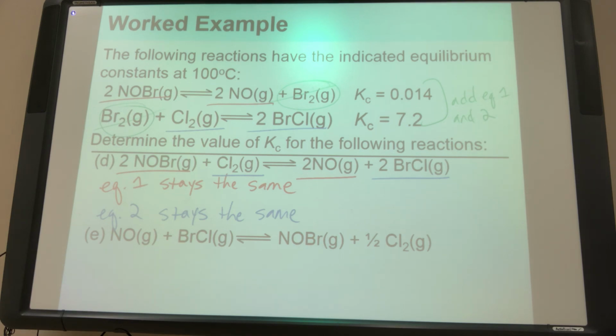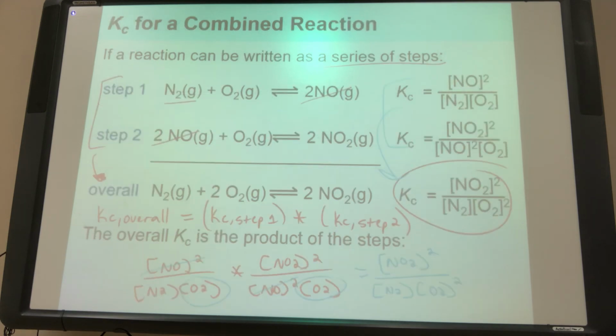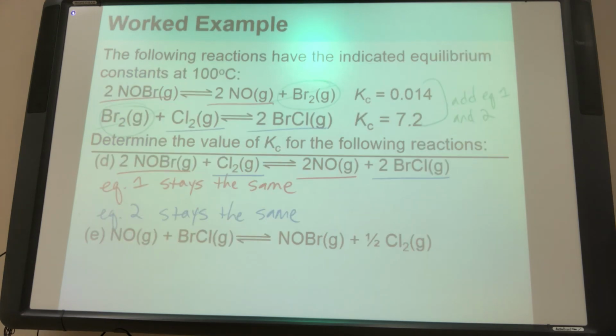So let's say, okay, well, how do I do that? What did we say? If we add reactions, then to get my new KC, I have to multiply the steps. All right. So if I want the new KC, that's going to be KC1 times KC2. So to get the new KC, it's going to be 0.014 times 7.2. And that's going to give me 0.10.